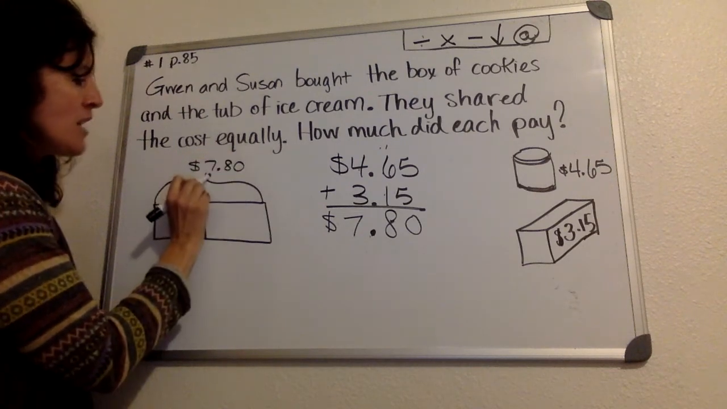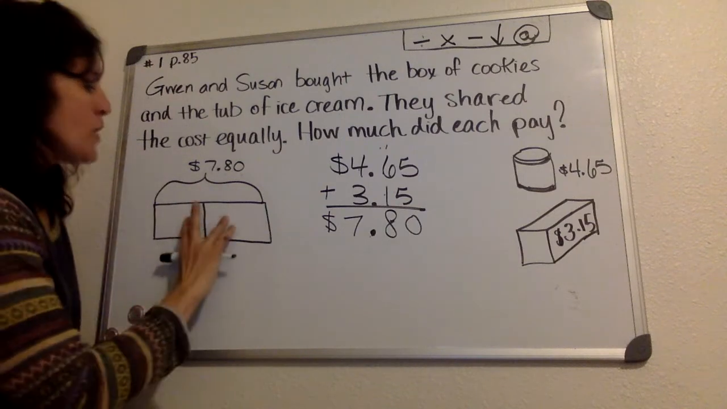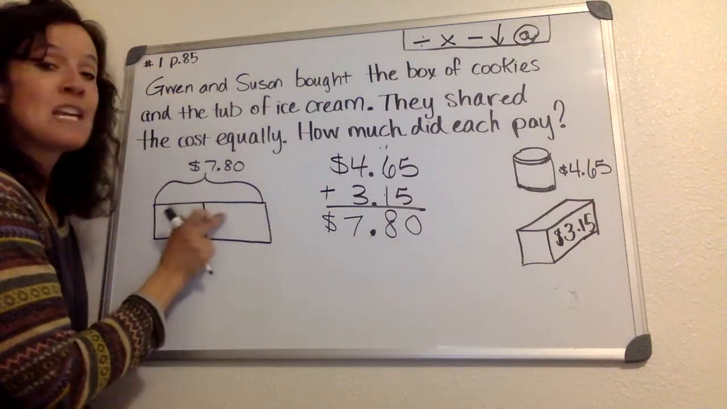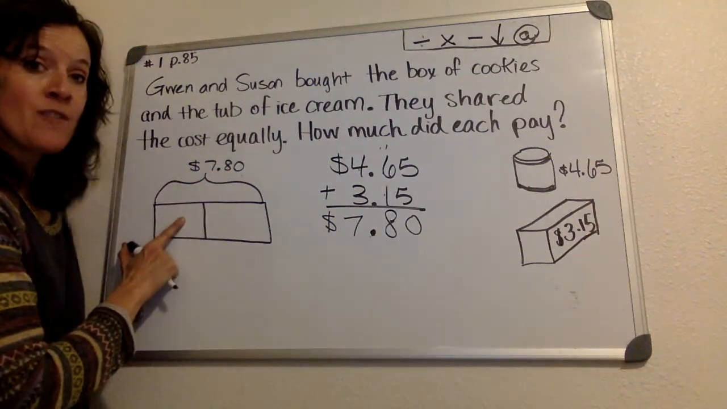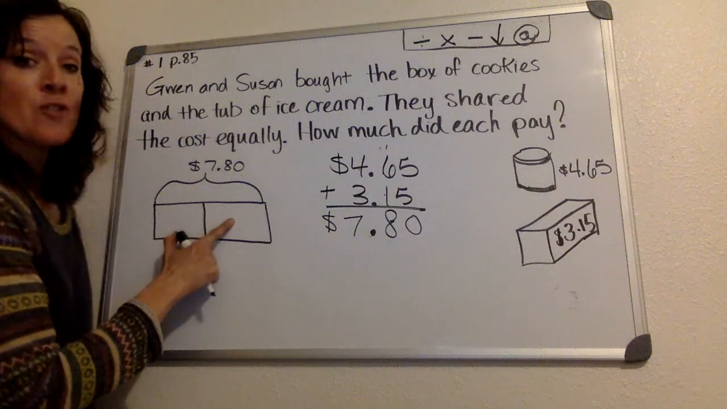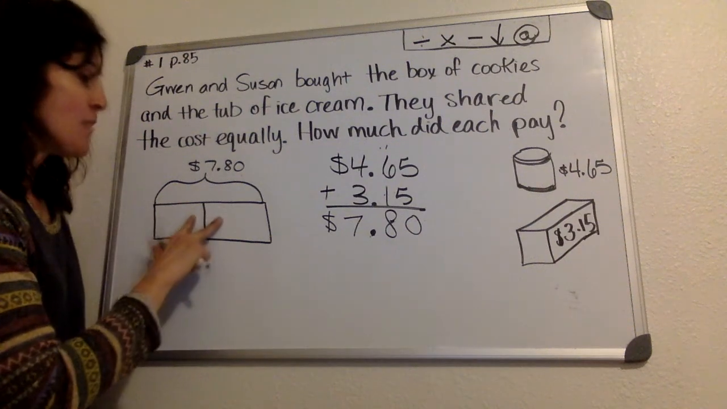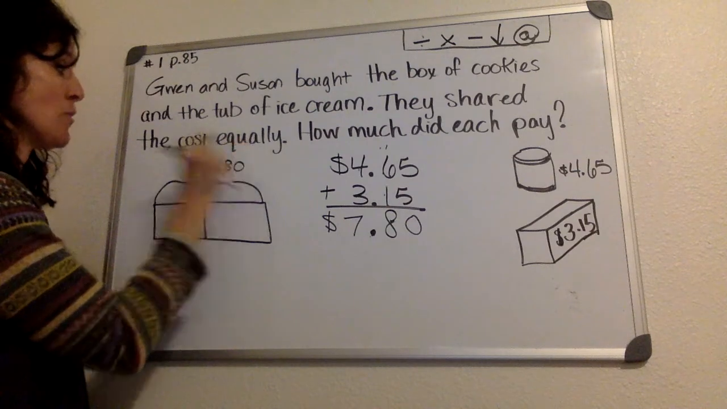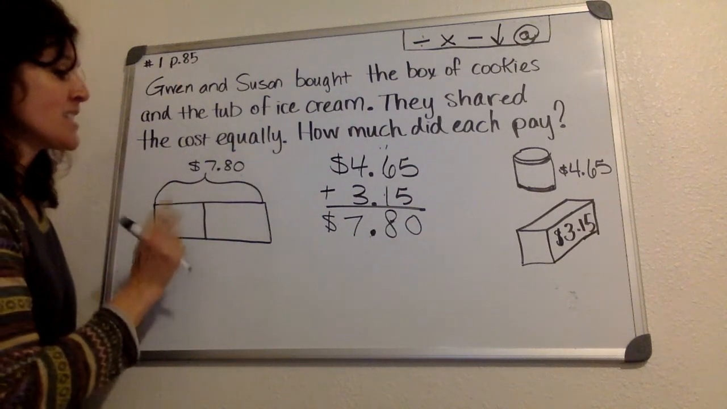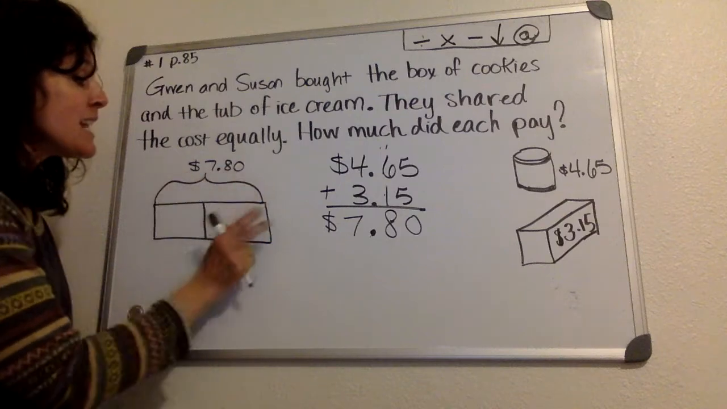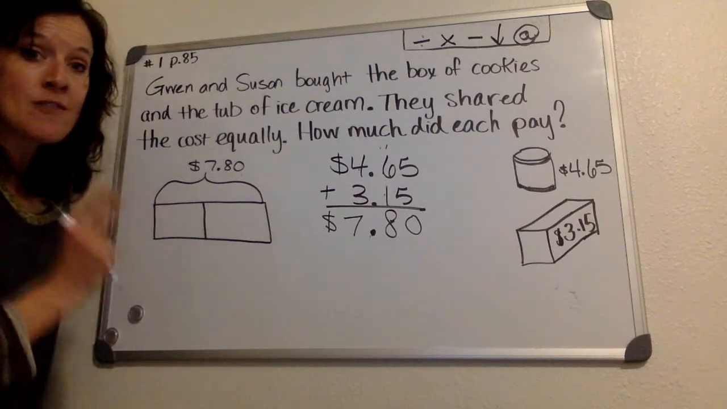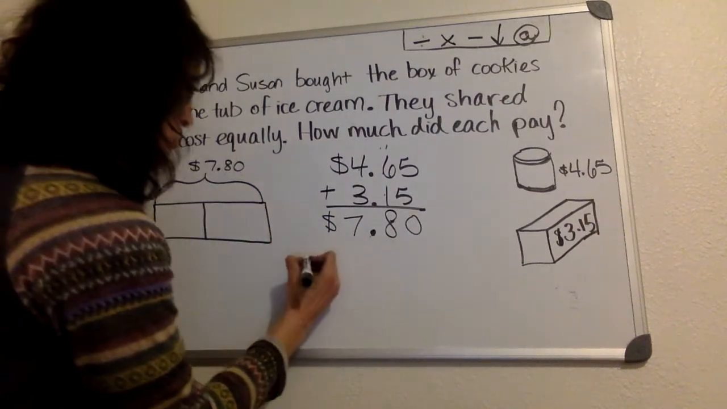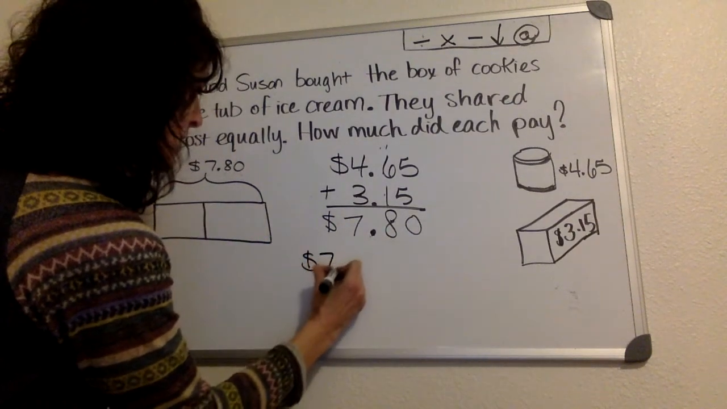They spent $7.80. We want to divide that whole into equal parts. One equal part for Gwen and the other part for Susan, because each of them are going to pay the same amount. They're going to share the cost equally. Okay, so that makes this pretty easy. We've got $7.80 for the whole thing. We only have two girls, so we're going to divide it 2 into 2.